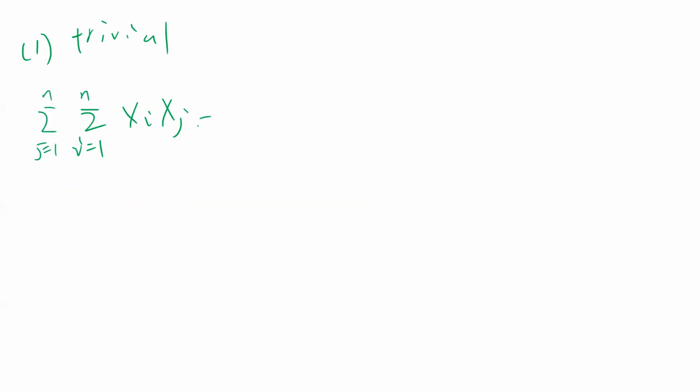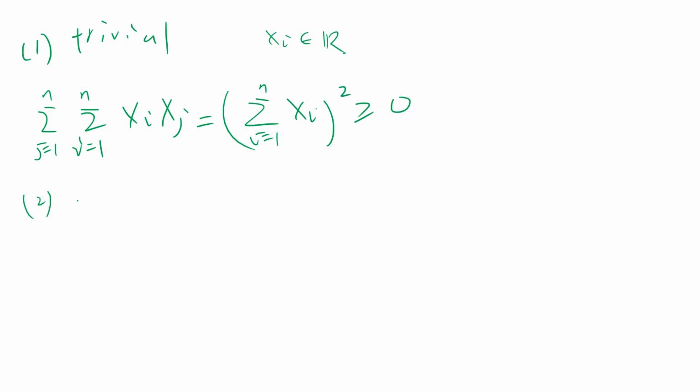So the first one is trivial, because the sum of x_i x_j, i from 1 to n, j from 1 to n, is separable, right? So you can write it as this, because my assumption is that each x_i is just a real number. Okay, so the second one is an interesting thing.